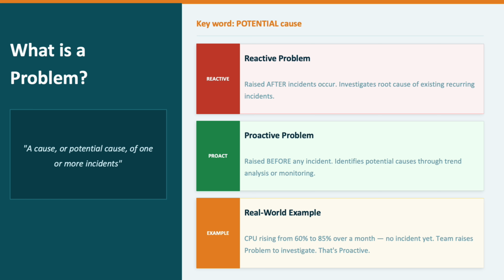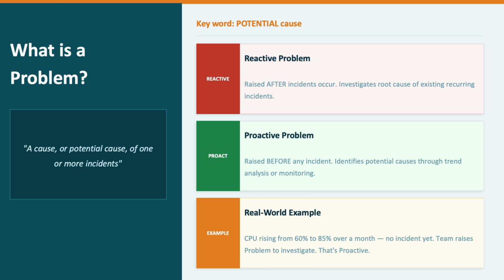For example, CPU rising from 60% to 80% over a month, no incident yet, and the team raises a problem to investigate it. That's proactive. Anything you are observing, but you want your team to check before it creates any kind of issues. So a problem is a cause of multiple incidents. You need to work it out and resolve those causes so that you will not face any further issues.